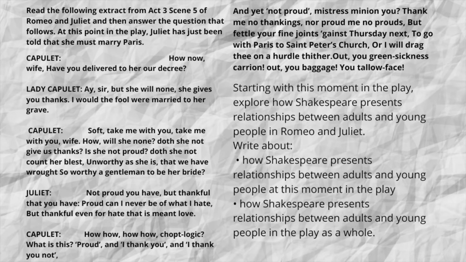Read the following extract. The first thing I would do if faced with this question is highlight the key words so that I'm absolutely sure I understand what I'm being asked to do. In this case, it's clear that the focus is on the relationship between young and adults and how Shakespeare presents them. To show how he does this, I need quotations from the play, and I'll examine the imagery, literary devices and dramatic techniques used by Shakespeare.